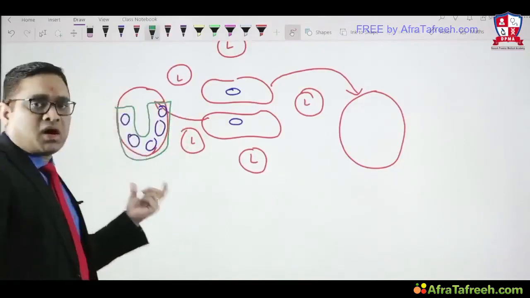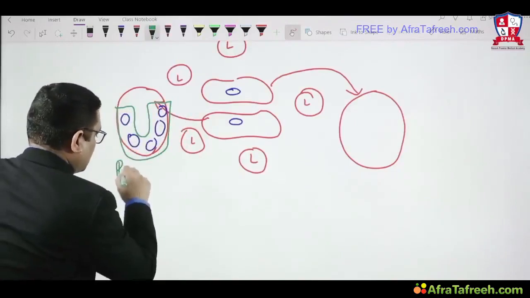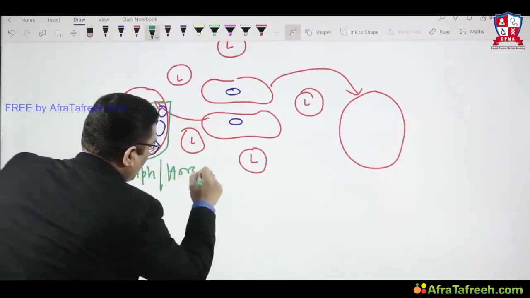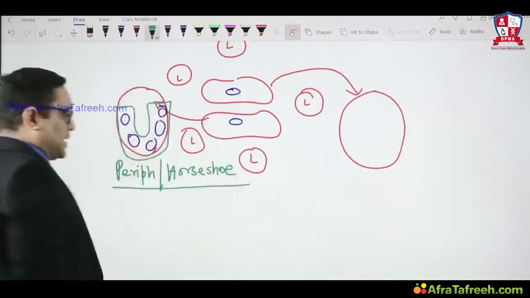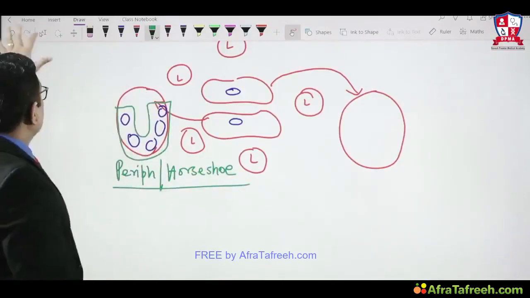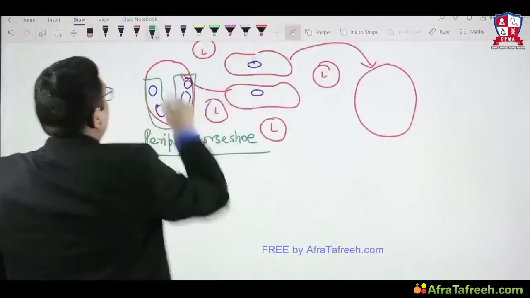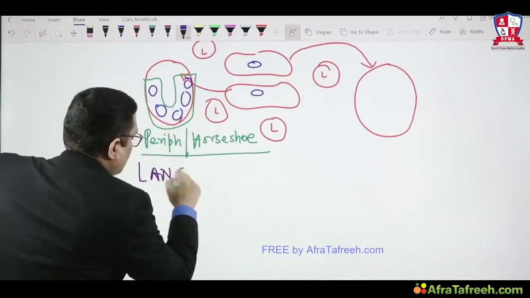So what we are seeing is the horseshoe pattern of nuclear arrangement, which is also called peripheral. So remember, the nuclei arrangement is peripheral or horseshoe pattern. The examiner asks this question: what is the name of this giant cell? This is called the Langerhans giant cell.